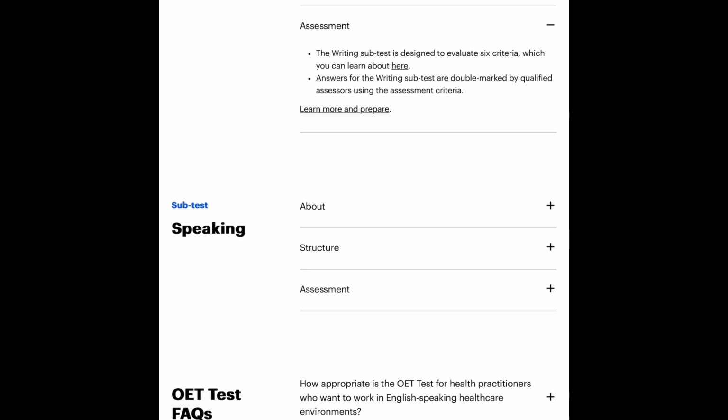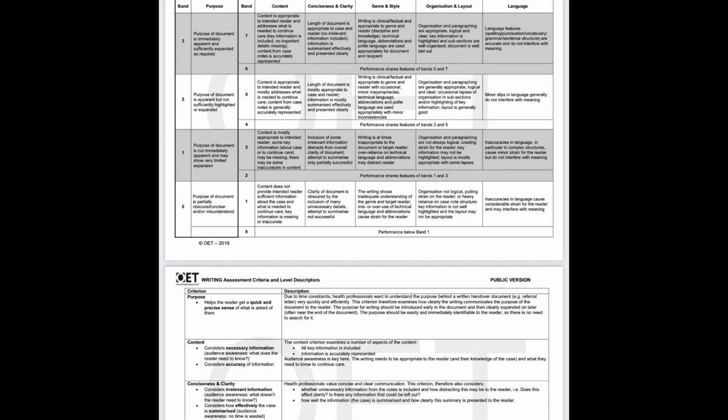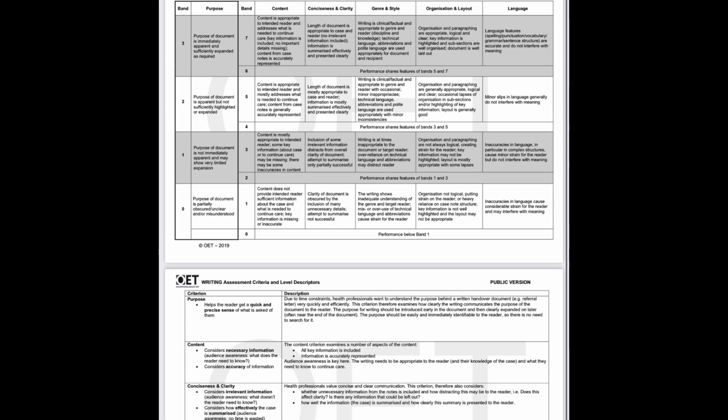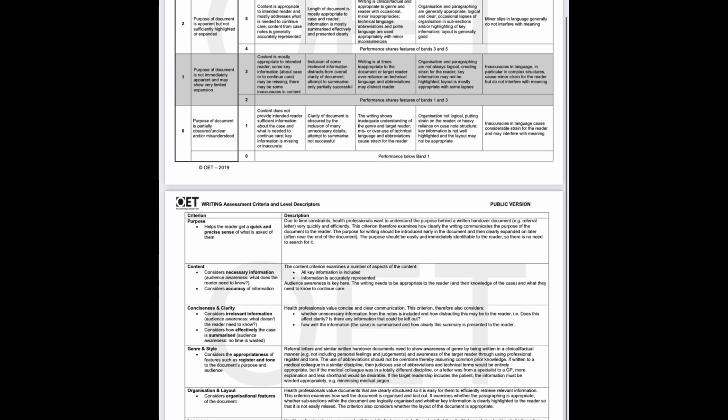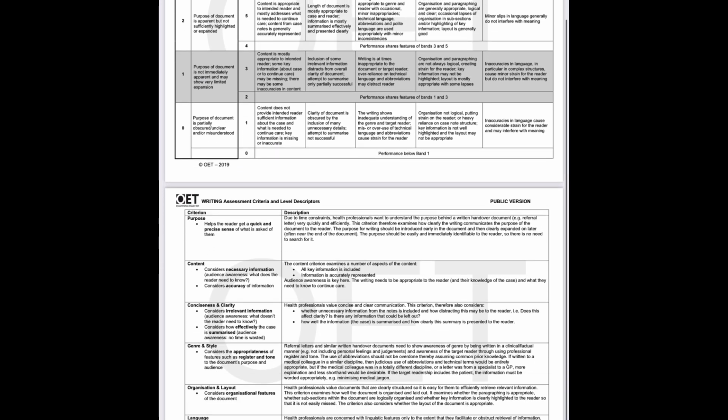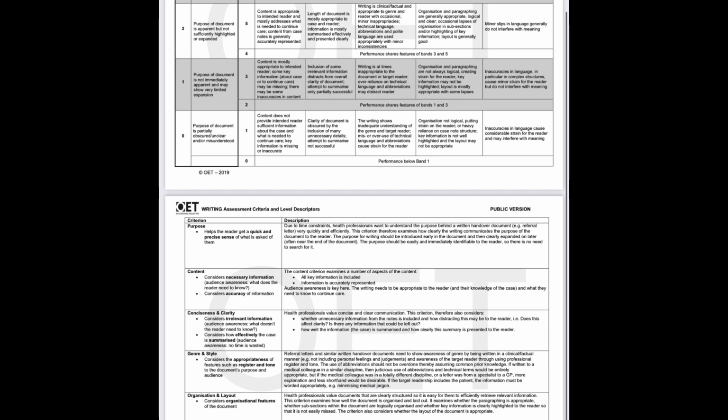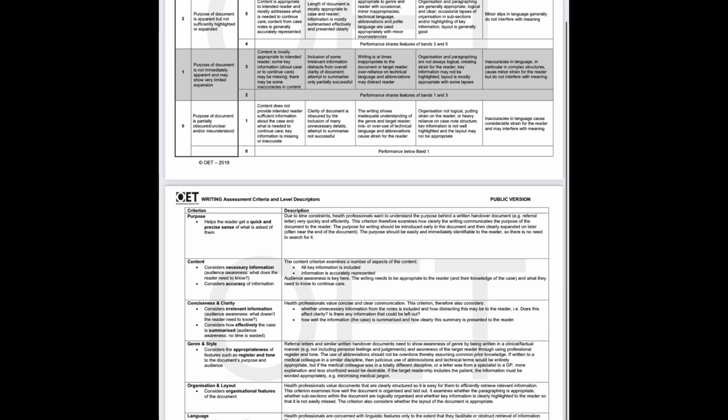Most people don't succeed in OET because they come up short in writing. So you have to pay extra attention to the writing criteria. The writing criteria basically has 6 things, as you can see here.